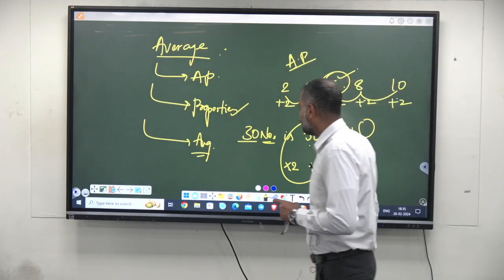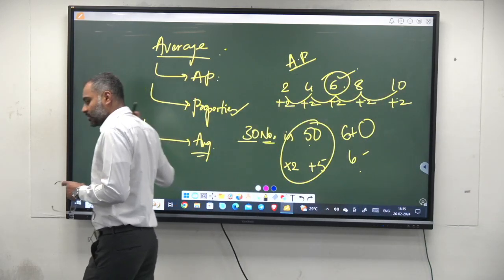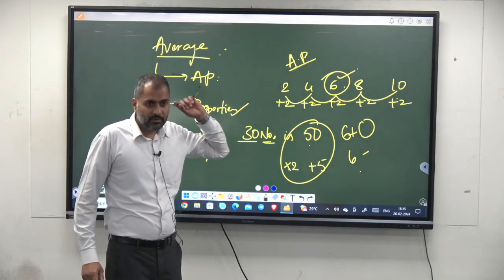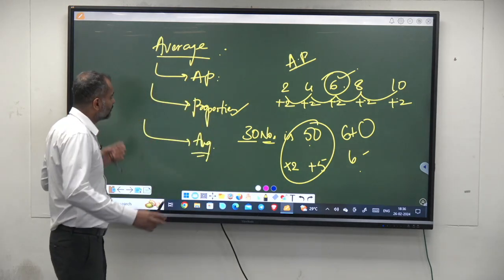So these are the questions: AP, average based questions, average and age based questions, and properties of average. So this is what we will be doing extensively.